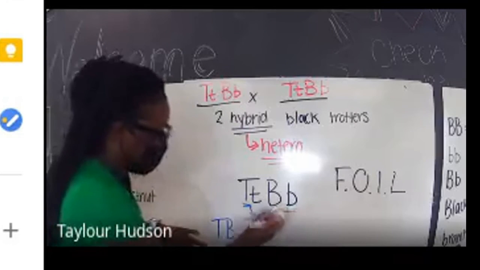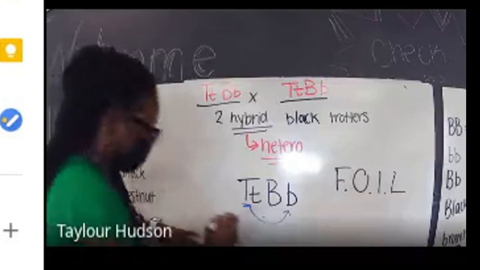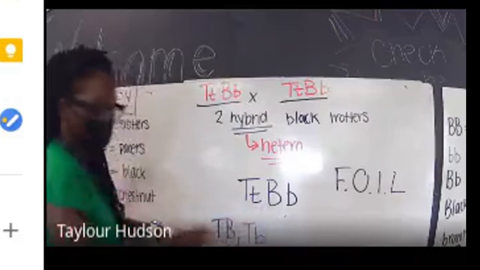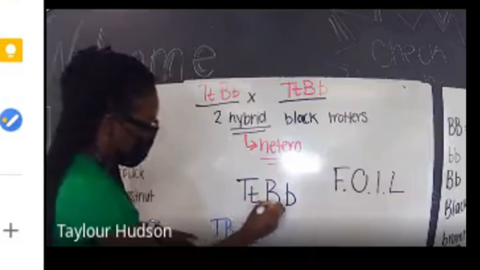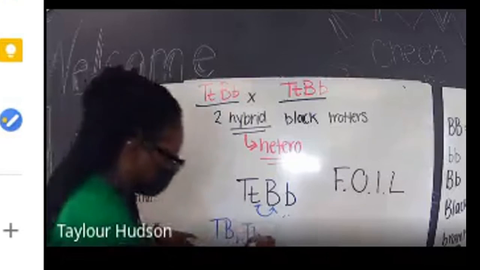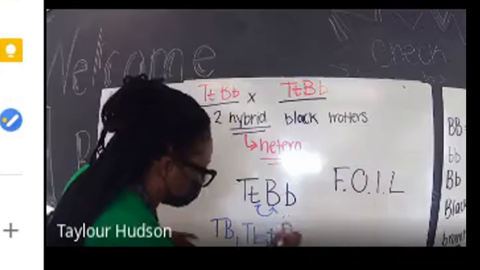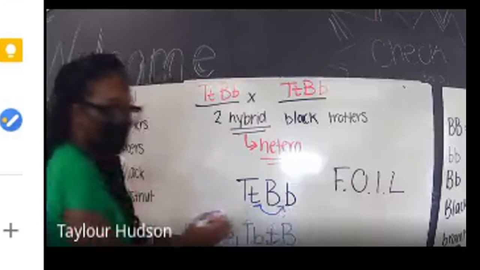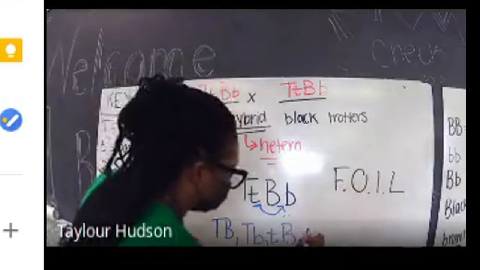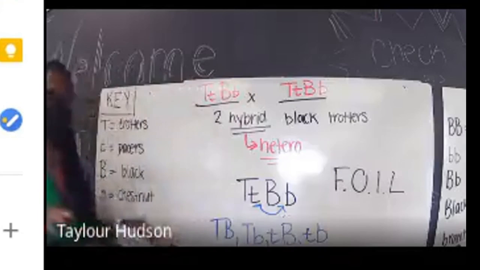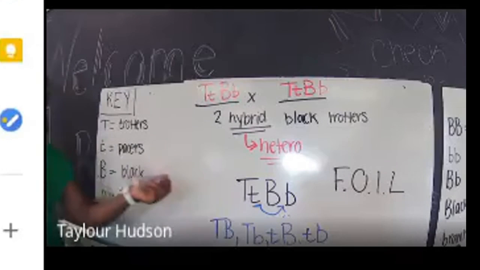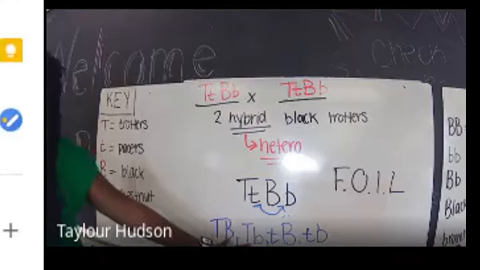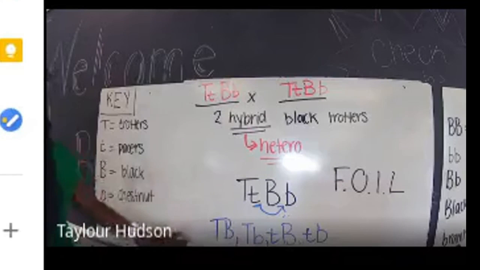First letter outer, that's capital T, lowercase b. Second letter inner, lowercase t, uppercase B. And second letter outer, lowercase t, lowercase b. Done. The end. That's all you need to be able to do for a dihybrid cross. These are the gamete combinations.